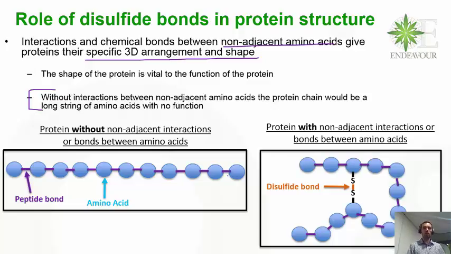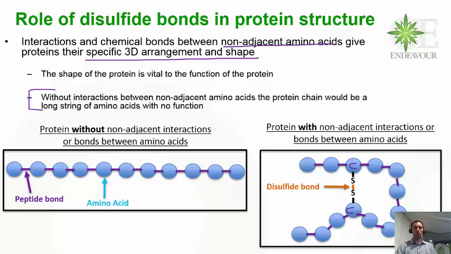But if we do have these interactions between non-adjacent amino acids, for example, this disulfide bond that I've shown you here. So for example, if the amino acid in this position was actually a cysteine, and so was this one, we can get a new bond that forms between those two cysteine residues, being the disulfide bond. Notice that the cysteine thiol groups don't have hydrogen attached, so it would have gone through a redox reaction losing hydrogen to create that disulfide bond.